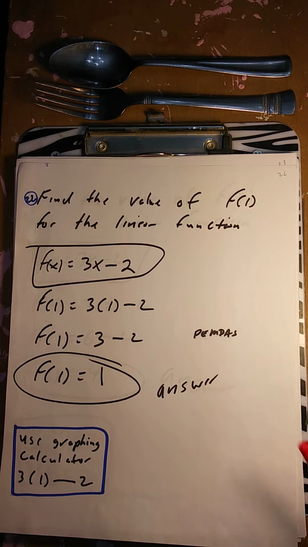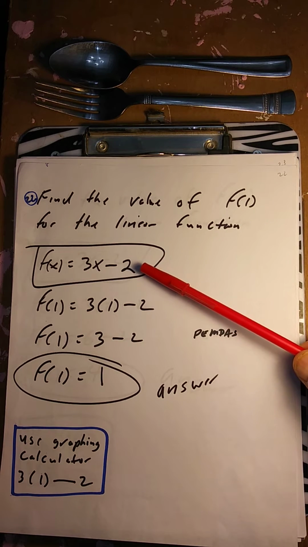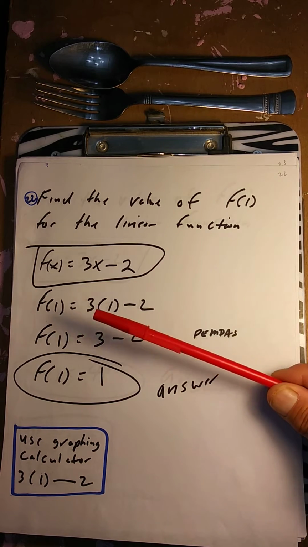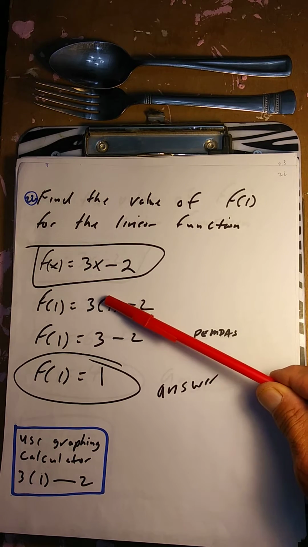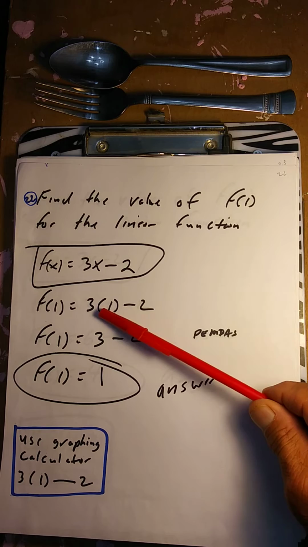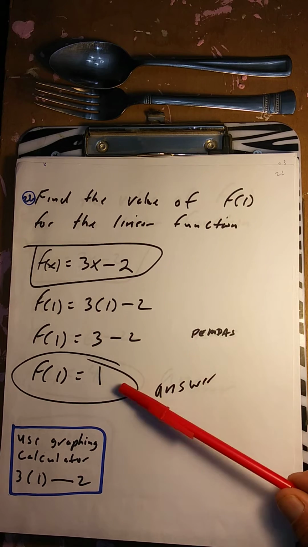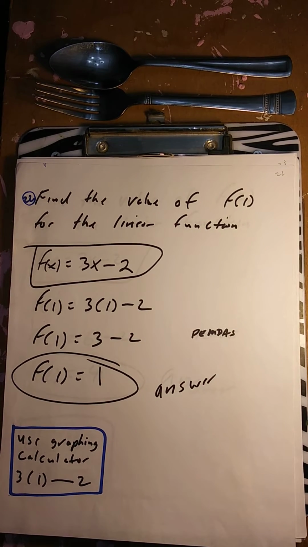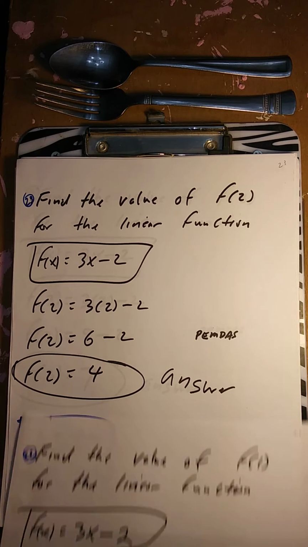Find the value of f of 1 for the linear function f of x equals 3x minus 2. So put 1 in there. So 3 times 1 is 3. Multiply first. Minus 2 is going to give you a 1 at the end. So the function f of 1 is 1.